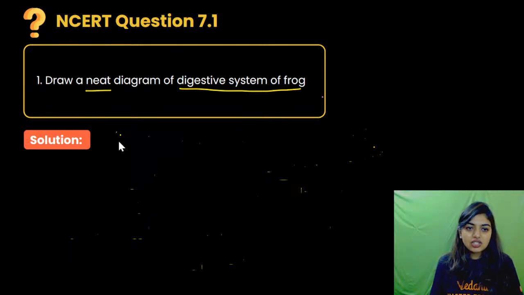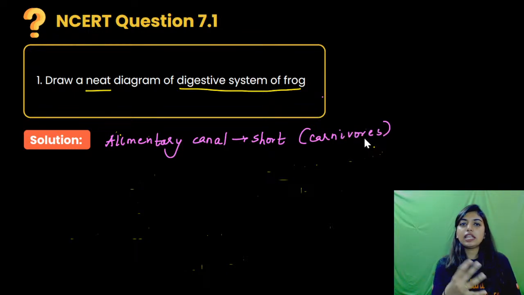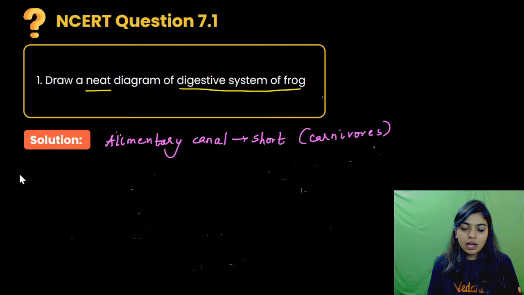Okay, so we start with the alimentary canal. This you shouldn't forget, because PYQ questions will come. Why is the alimentary canal short in frog? You have to write the answer: because the frog is a carnivorous animal, and they eat meat, so it's easy to break down.